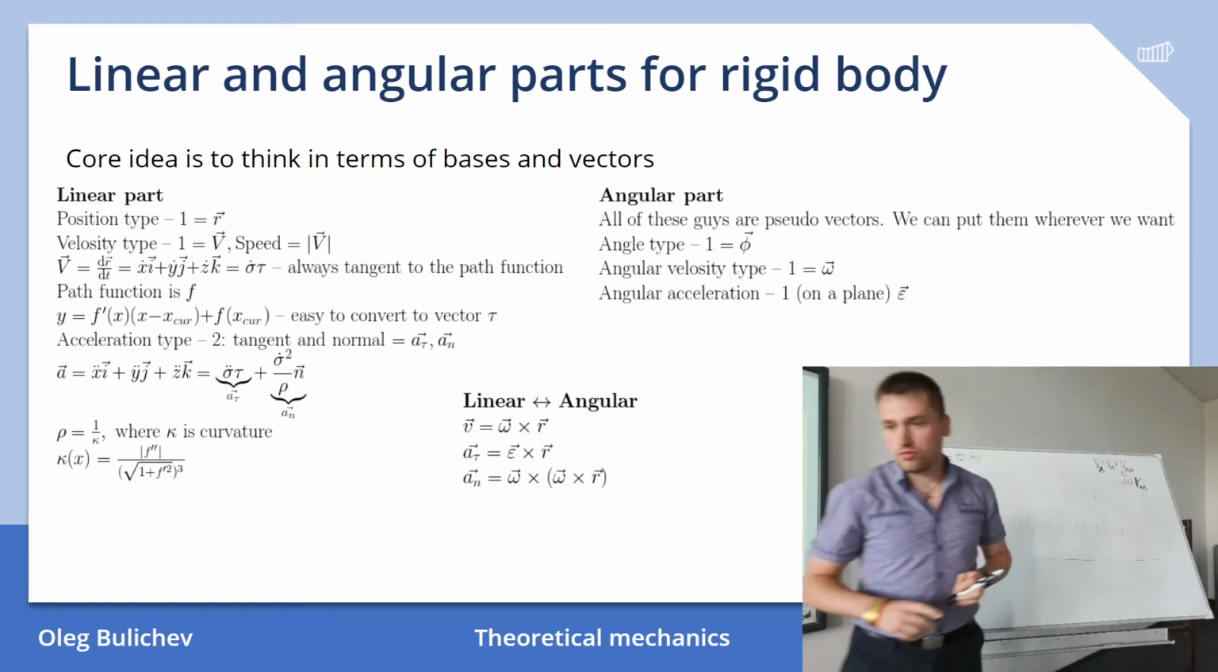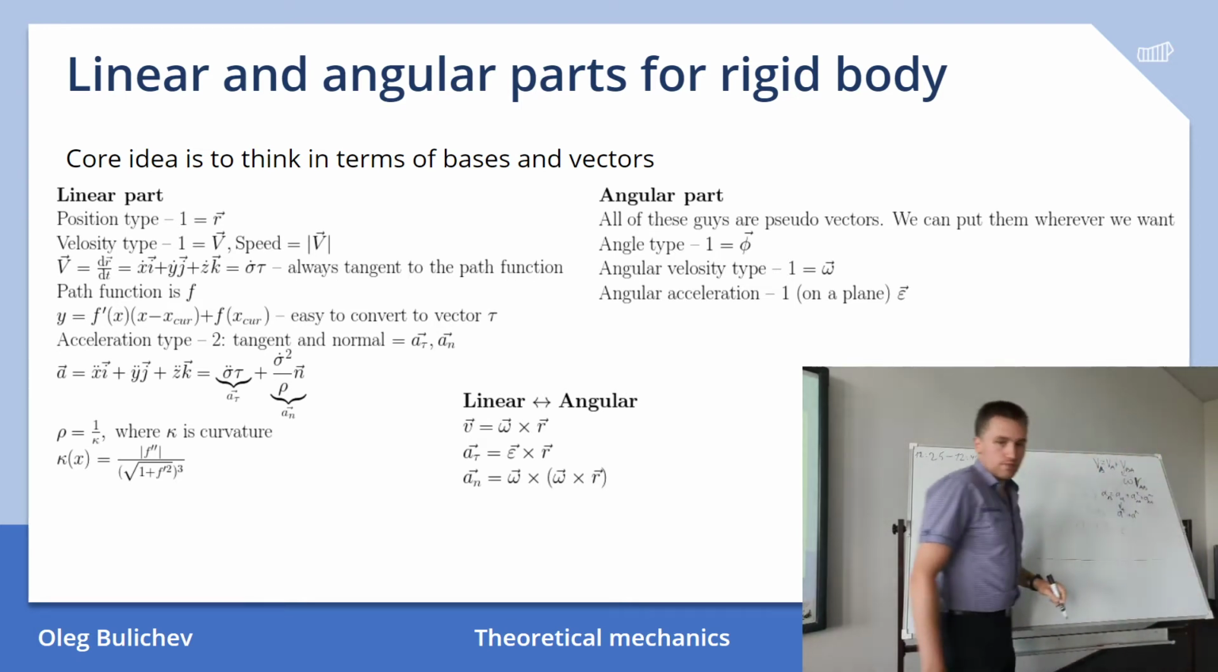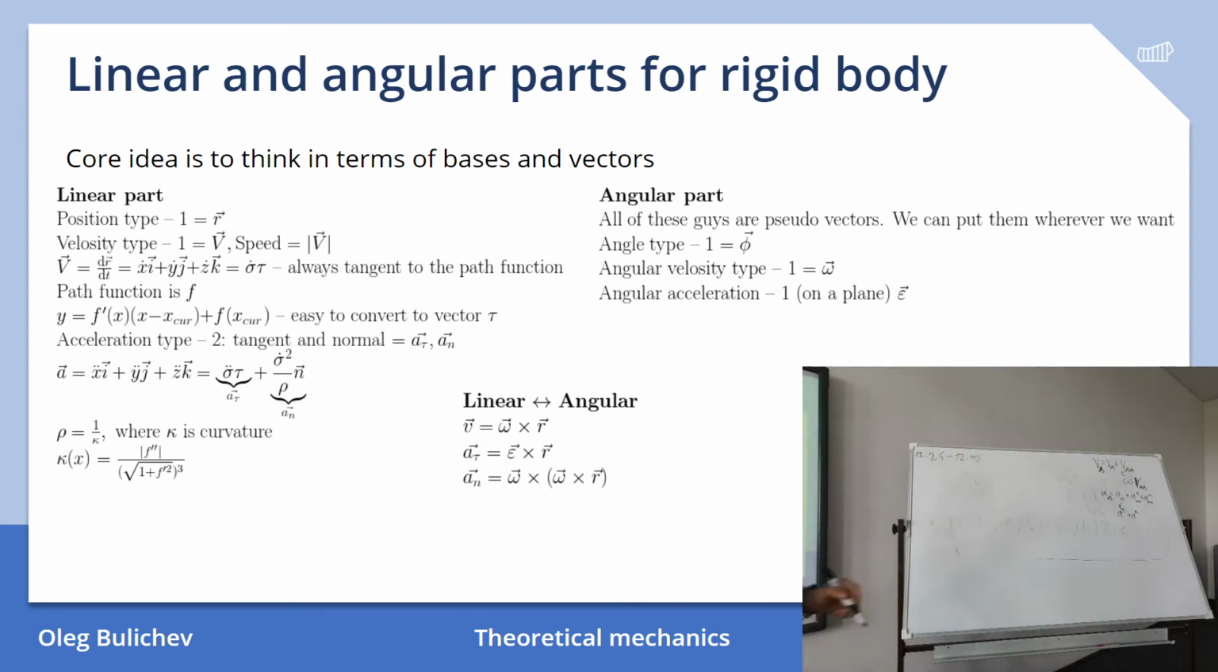What else? What do we know? Of course, we need to know the same for accelerations. It will be a tangent and a normal. Of course, it also expands to normal and tangent. What else? How to find tangent?